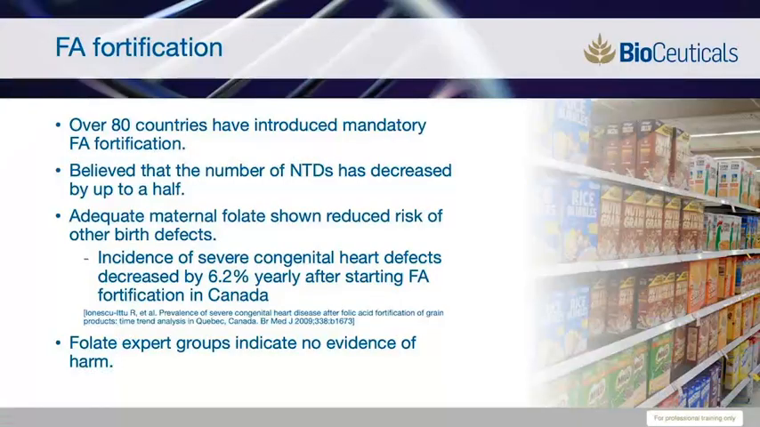But when we have these kinds of statistics, we can see why there is this fortification. So over 80 countries have introduced mandatory fortification. It's believed that the number of neural tube defects has decreased by up to half, and that adequate maternal folate has been shown to reduce the risk of other birth defects. So we focus on neural tube defects because that's where the hard evidence lies.